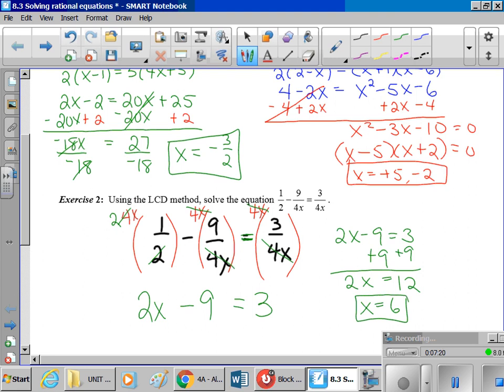Now, again, x cannot equal 0. That's really important, because my denominator would be 0 if it was 0. But because my x is 6 and my denominator can't be 0, I'm still okay. We're going to look at a couple of examples later in the lesson where we're going to have some issues. Moving on.